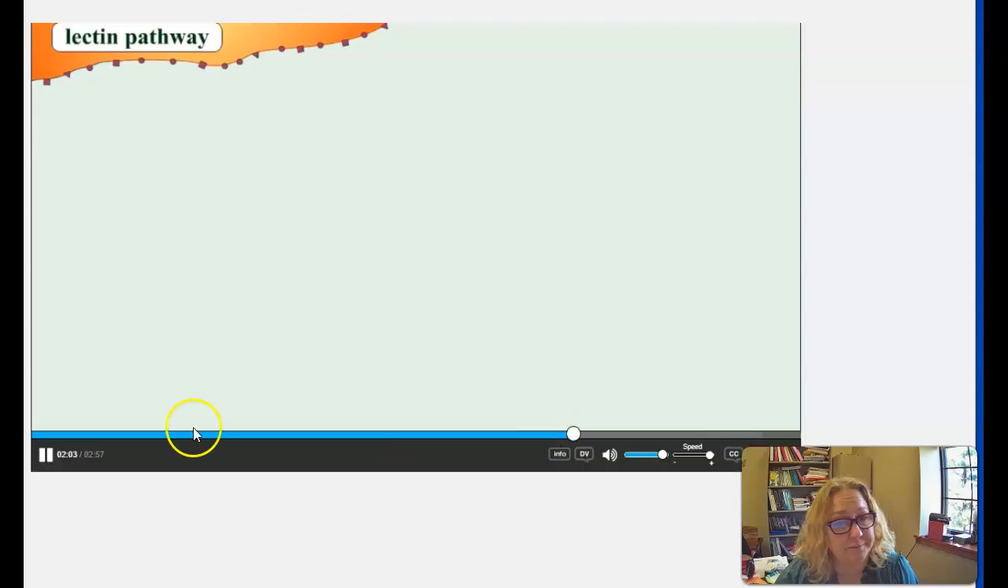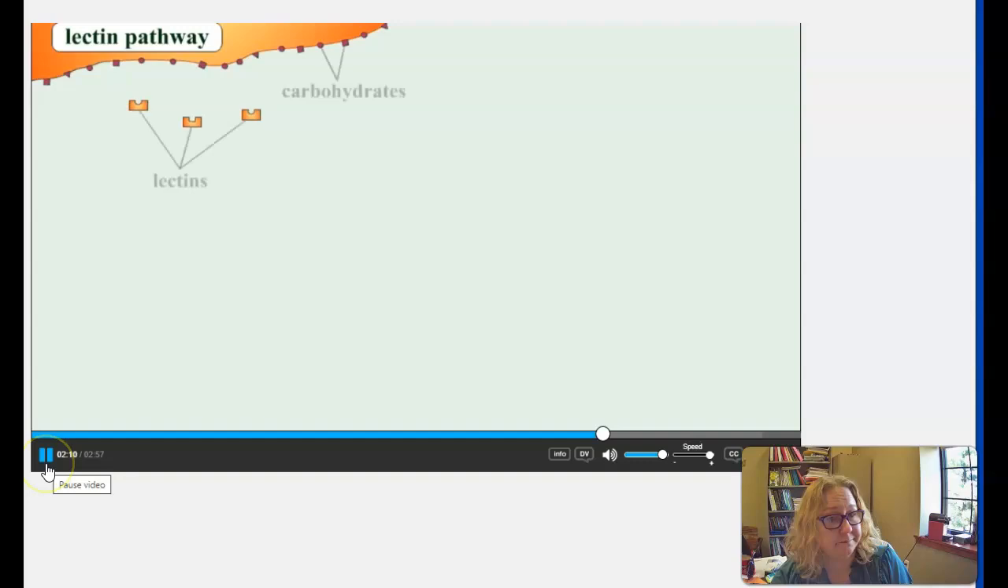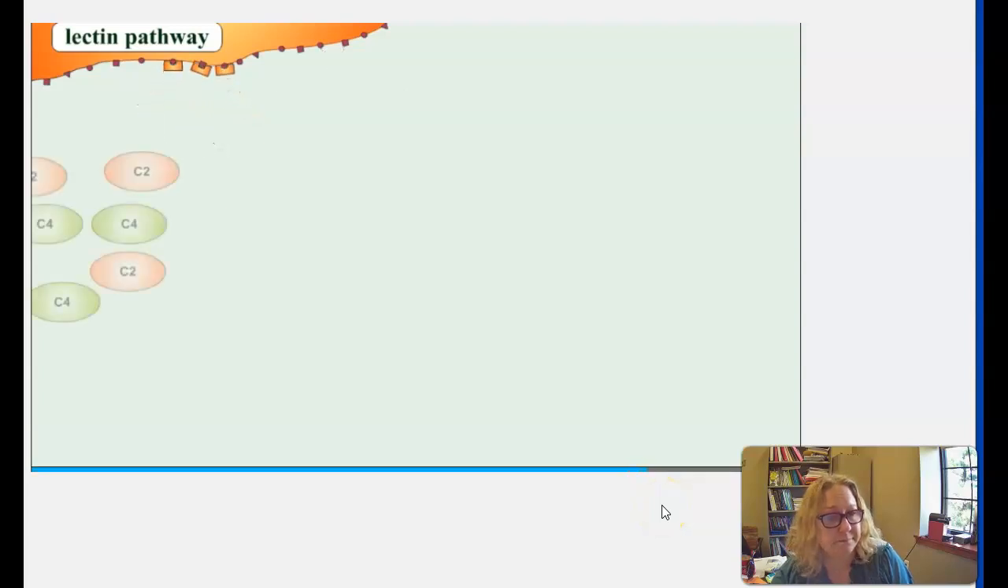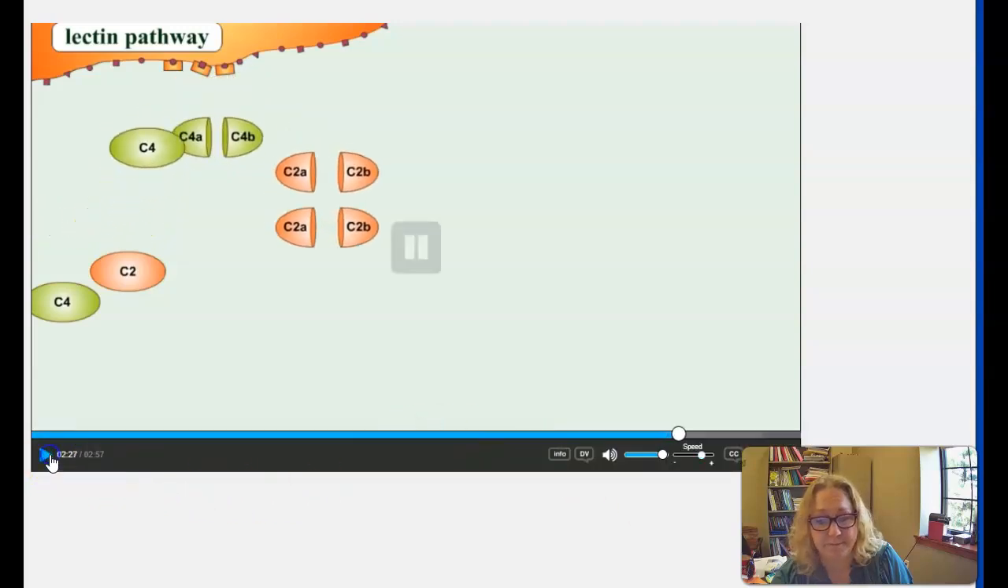The most recently discovered pathway of complement activation is the lectin pathway. When macrophages ingest material through phagocytosis, they release chemicals that stimulate the production of carbohydrate-binding proteins called lectins. The lectins bind to distinctive patterns of carbohydrates on the surfaces of certain bacteria and viruses. And that starts complement. Okay?